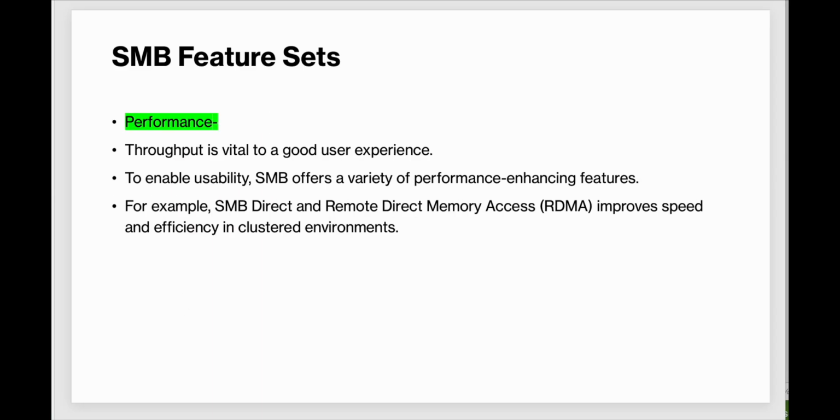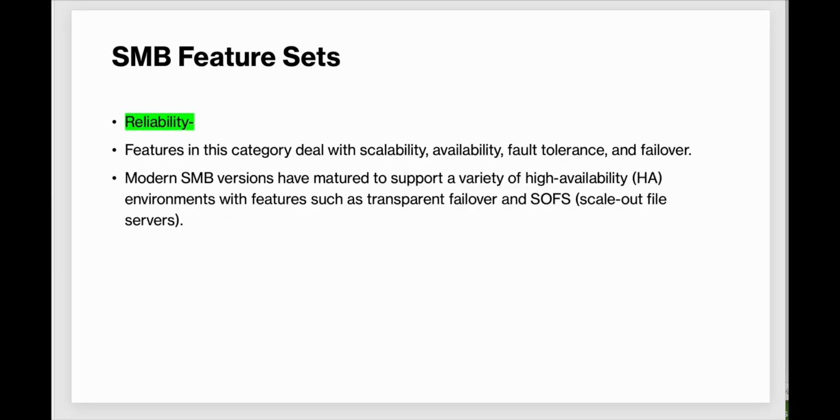And then we have performance. To enable usability, SMB offers a variety of performance enhancing features, even going as far as using SMB Direct and Remote Direct Memory Access. And then we have reliability. For example, in high availability environments, it uses transparent failover and scale out file servers.